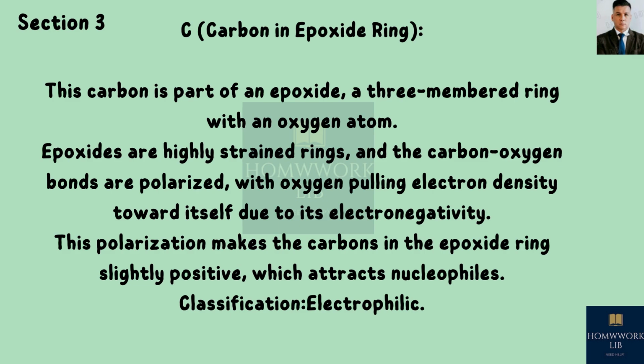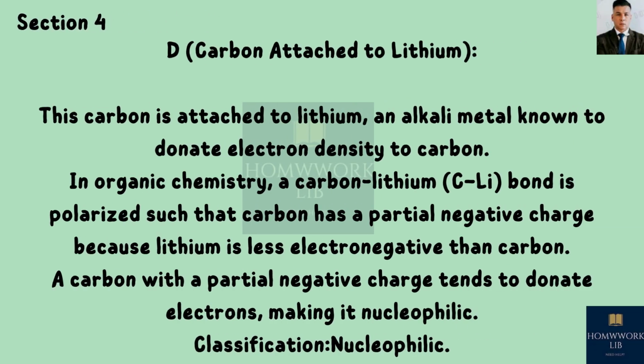Section 3. C. Carbon in epoxide ring. This carbon is part of an epoxide, a three-membered ring with an oxygen atom. Epoxides are highly strained rings, and the carbon-oxygen bonds are polarized, with oxygen pulling electron density toward itself due to its electronegativity. This polarization makes the carbons in the epoxide ring slightly positive, which attracts nucleophiles. Classification: electrophilic.